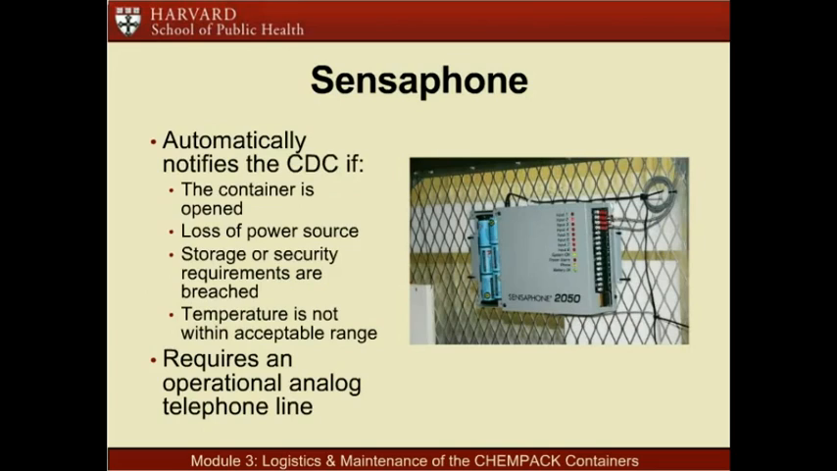Each CHEMPACK container is equipped with a built-in Sensaphone. The Sensaphone connects the container to an analog telephone line and automatically sends a message to the CDC in the event that the container is disconnected from the telephone line or power source, the ambient temperature goes outside of the acceptable range, CHEMPACK Security is breached, or the CHEMPACK container is opened. Use of the Sensaphone requires a separate operational analog telephone line.